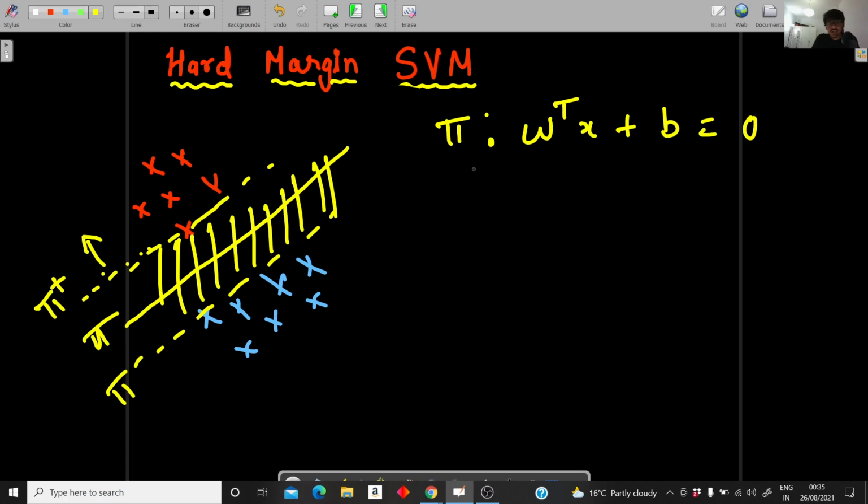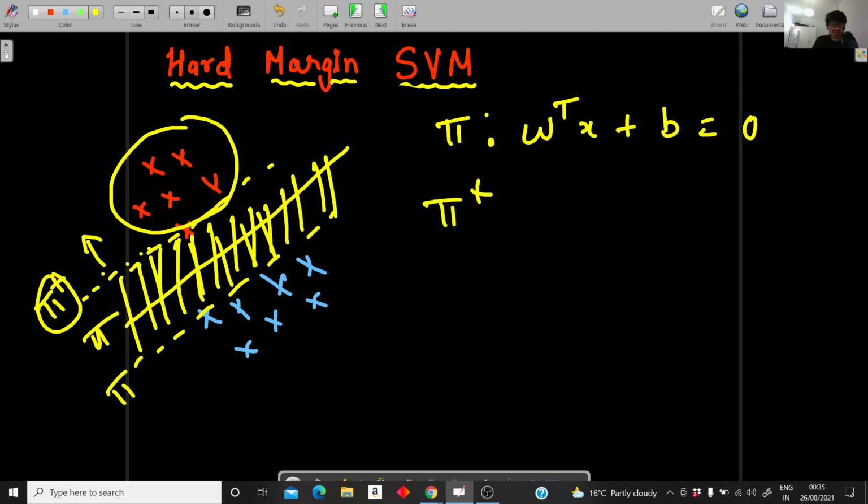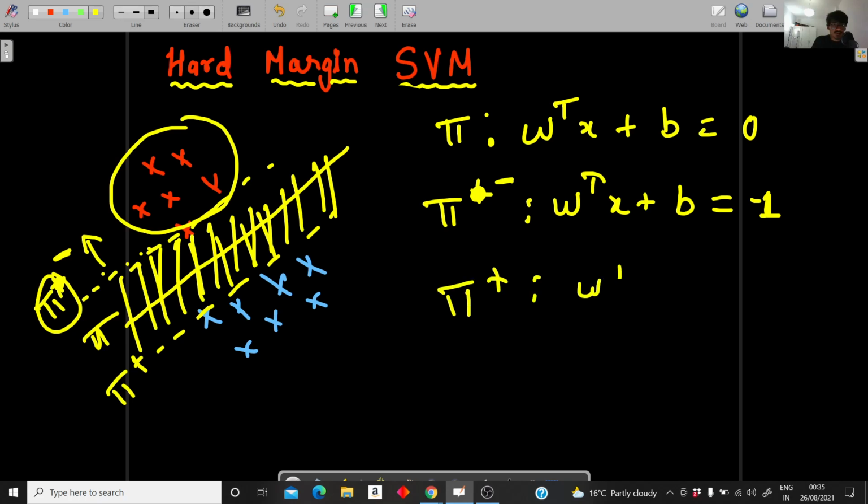Starting again, this is our pi plane, this is my pi minus and this is my pi plus. In order to not have anything in between, all the positive instances should be here. What is the equation of this plane? Pi plus is w transpose x plus b equals plus 1. Sorry, here it's minus 1. I had it the other way around. This is pi minus and this is pi plus, because blue are considered positive. So pi plus is w transpose x plus b equals plus 1.